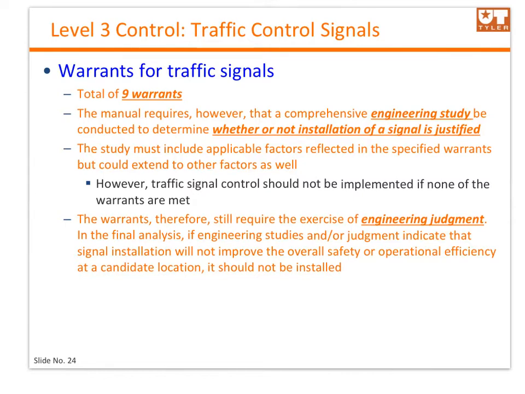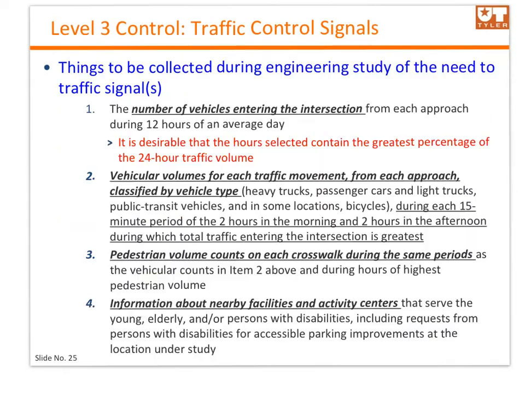So we cannot really just implement the traffic signal if we're not meeting any of the 9 warrants. The warrants, therefore, still require the exercise of engineering judgment, but in the final analysis, if engineering studies or judgment indicate that signal installation will not improve the overall safety or operational efficiency at a candidate location, it shouldn't be installed. So what are these 9 warrants?